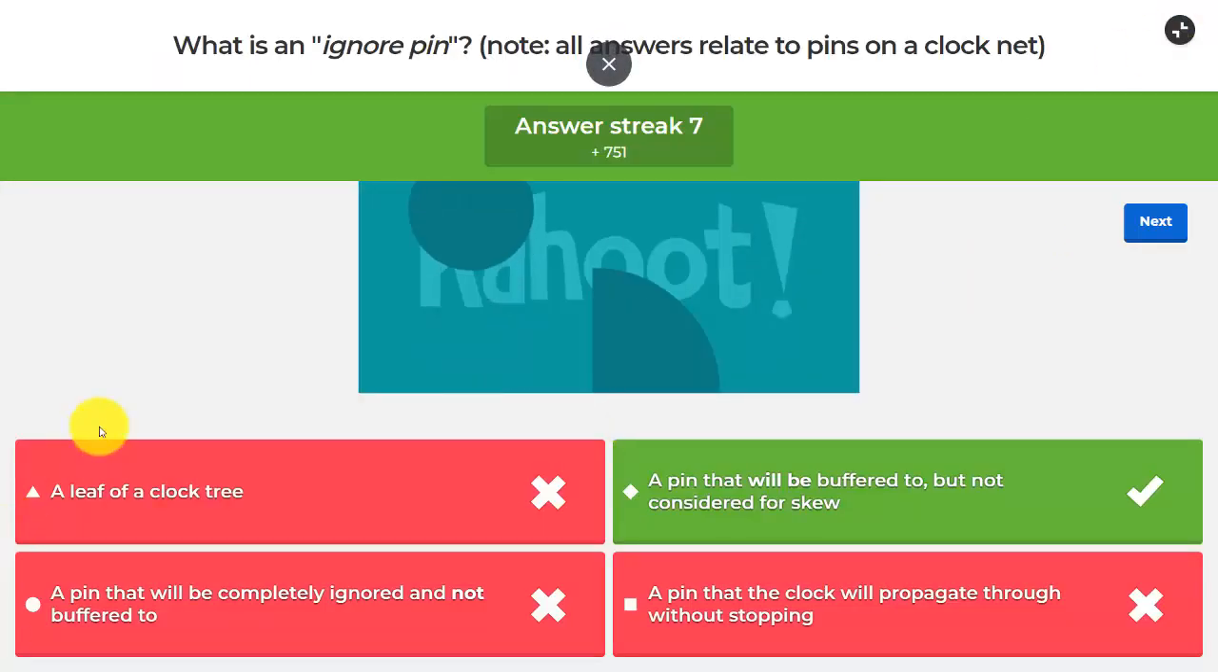Okay, so is it a leaf of a clock tree? No, the leaf of the clock tree is a sync or a stop pin. A pin that will be completely ignored and not buffered to, that's an exclude pin, at least in the CCOpt nomenclature. A pin that the clock will propagate through without stopping, that's a through pin in the CCOpt nomenclature. And a pin that will be buffered to but not considered for skew, that's the correct answer.